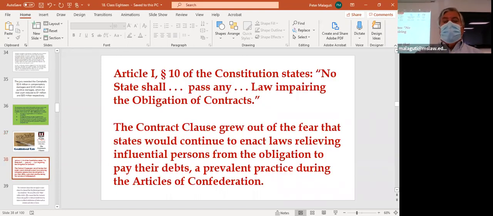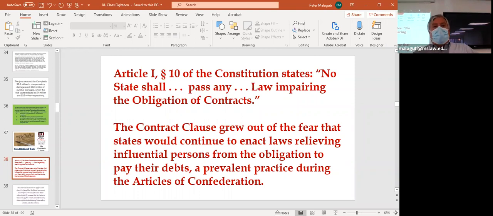So the contracts clause is in Article 1, Section 10. No state shall pass any law impairing the obligation of contracts. So apparently during the era of the Articles of Confederation, states would relieve influential persons from their obligations to pay their debts.